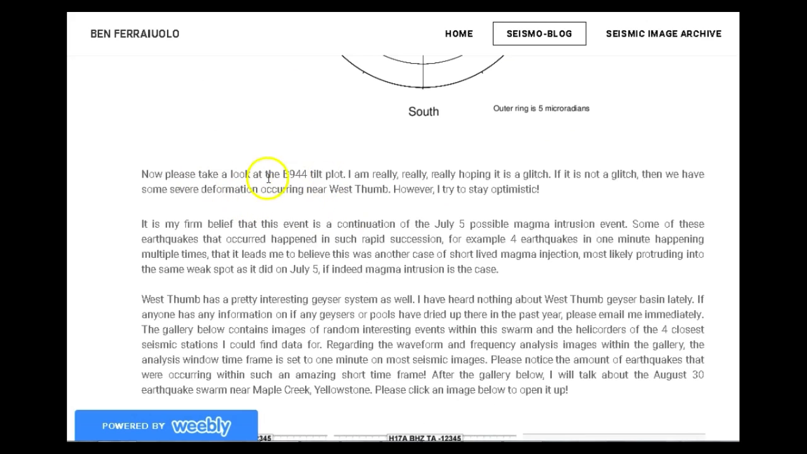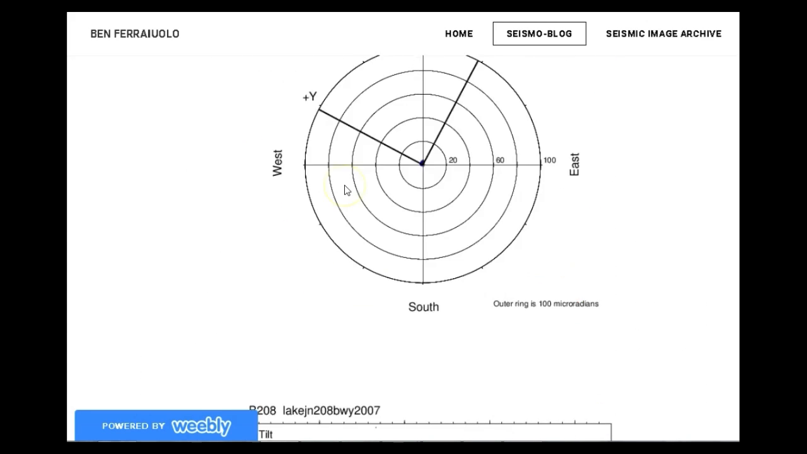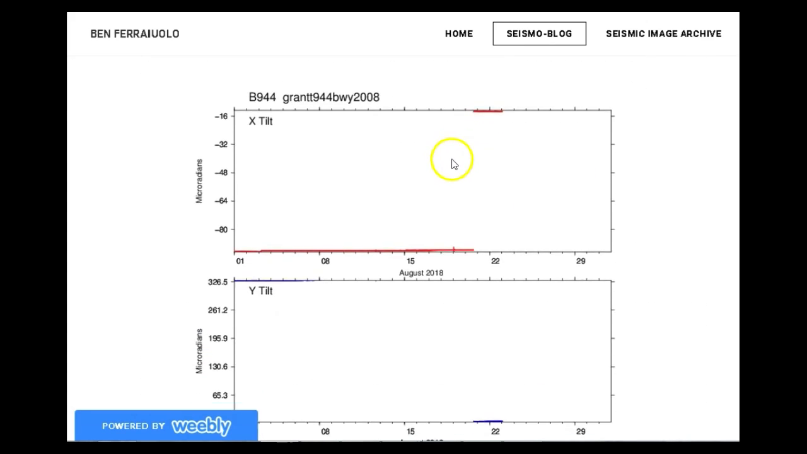Now please take a look at the borehole 944 tilt plot. Right up here, 16 microradians, 32, 48, 64, 80. If this is true, and I'm really hoping this is a glitch, I really am, because if this is true, there is some massive uplift going on near borehole 944, which is actually, surprisingly, kind of close to West Thumb.